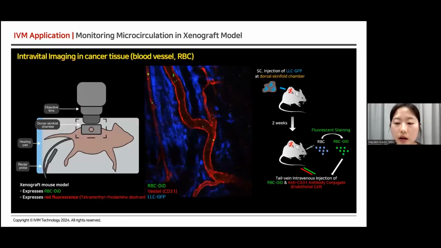So, these are the result images obtained after injecting the LLC lung carcinoma cells, which express GFP, into the dorsal skin fold chamber model. Red blood cells were labeled with a fluorophore and injected into the mouse, as shown in the video with the green color. This demonstrates that not only can we observe the growth of the cancer cells, but we can also measure the velocity of the blood flow near the cancer tissue.